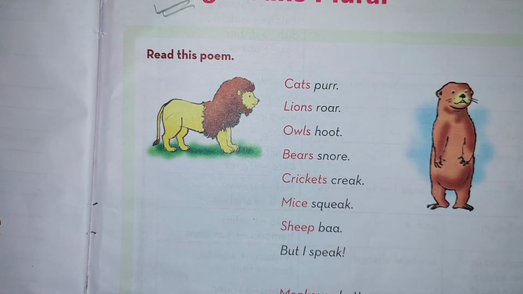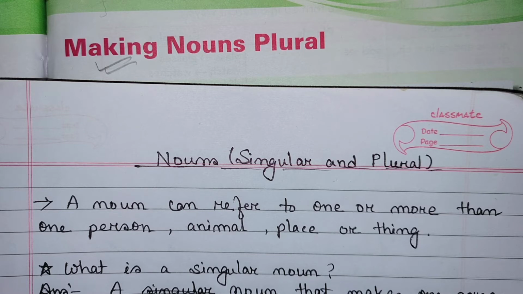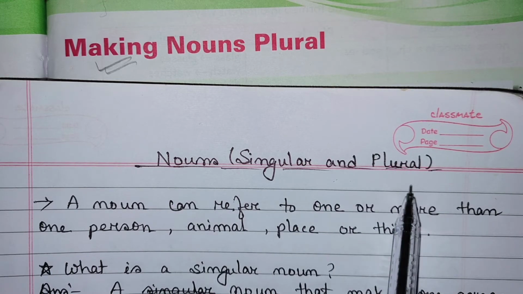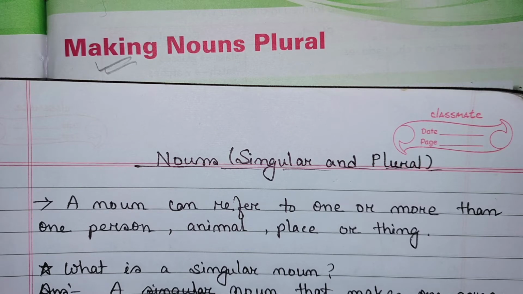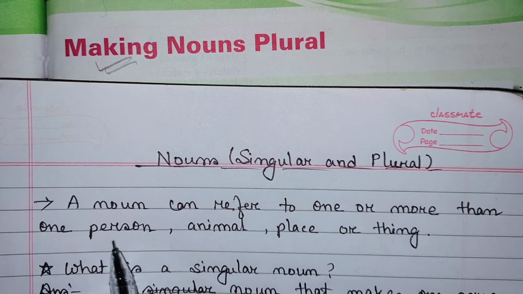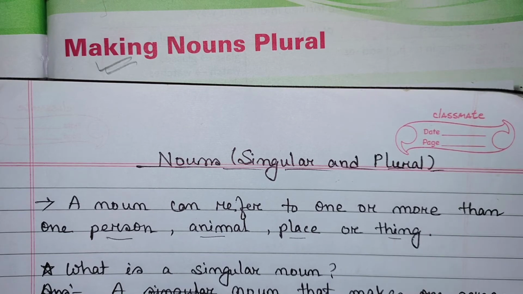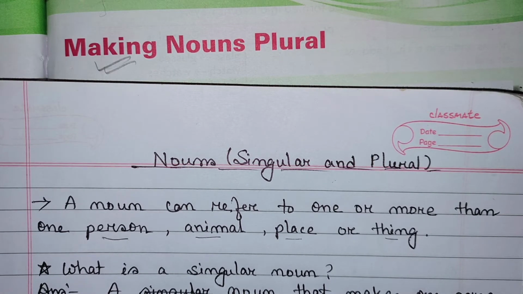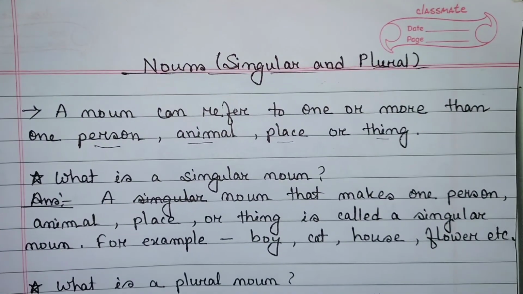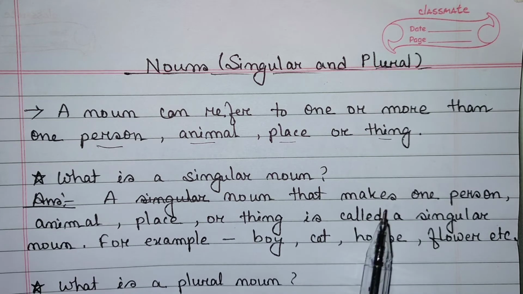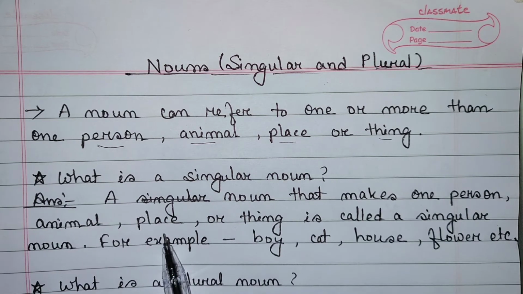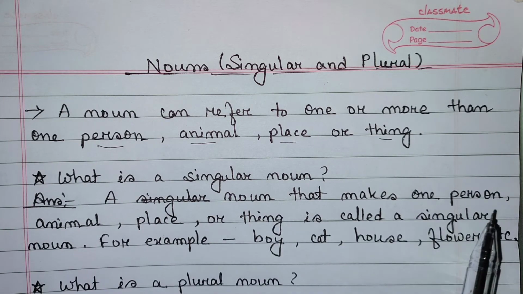So students, you have also learned the sounds made by different types of animals. Students, let's see the notes. Okay. Nouns, singular and plural. So first of all, the question arises, what is a noun? A noun can refer to one or more than one person, animal, place or thing. Okay, so next is, what is a singular noun? A noun that names one person, animal, place or thing is called a singular noun.